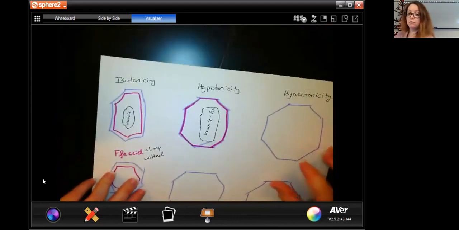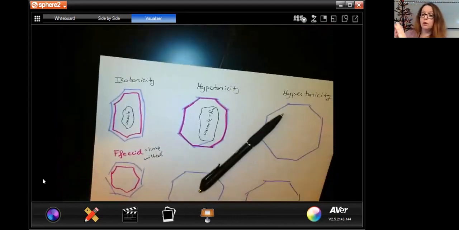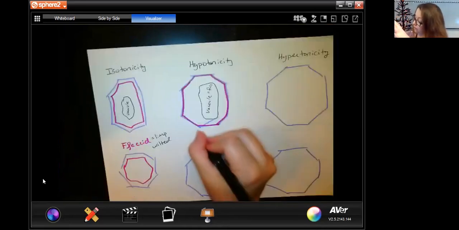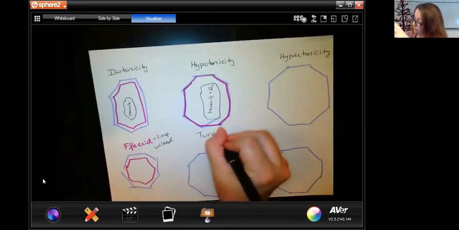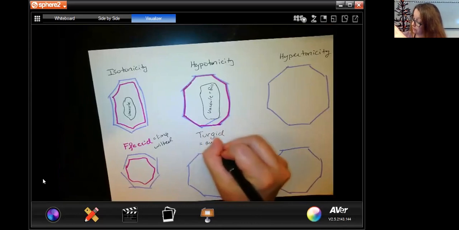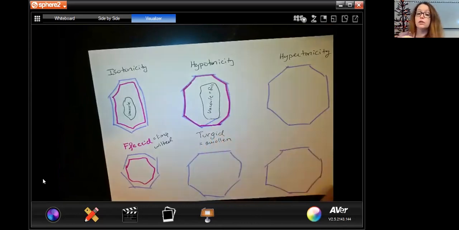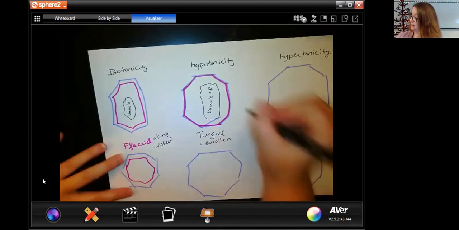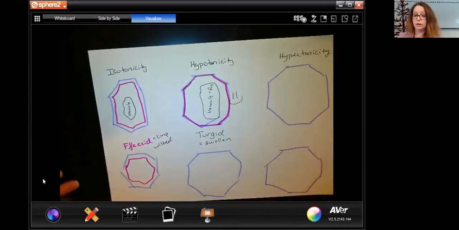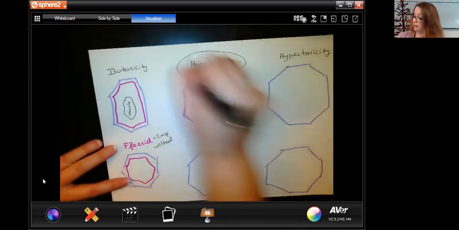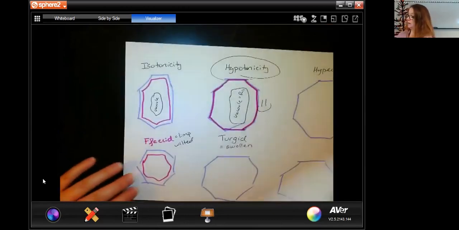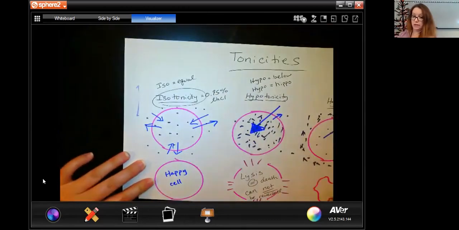With a full vacuole in the plant cell, you are pushing against the cell wall. The cell wall is pushing back on the cell. It is as full as it can be. We call this turgid. Turgid means swollen. So this swollen cell is a happy cell. This is where it wants to be. Plants want to be in hypotonicity. Animal cells want to be in isotonicity.